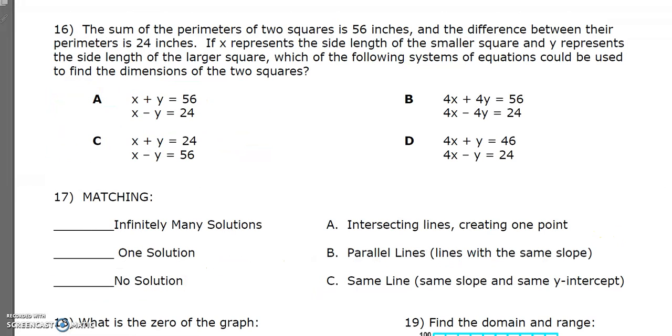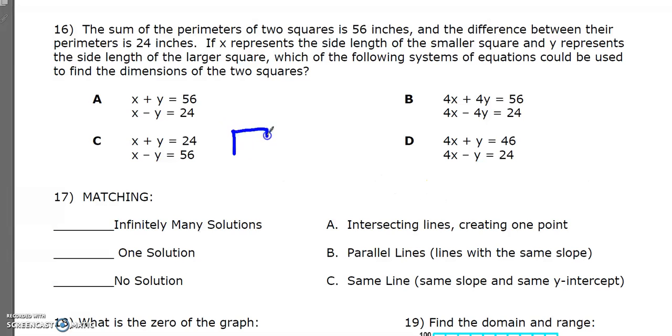Okay, number 16 says the sum of the perimeters of two squares is 56 inches and the difference between their perimeters is 24 inches. It says if x represents the side length of the smaller square and y represents the side length of the larger square, which of the following systems of equations could be used to find the dimensions of the two squares? Okay, so let's draw a couple pictures.